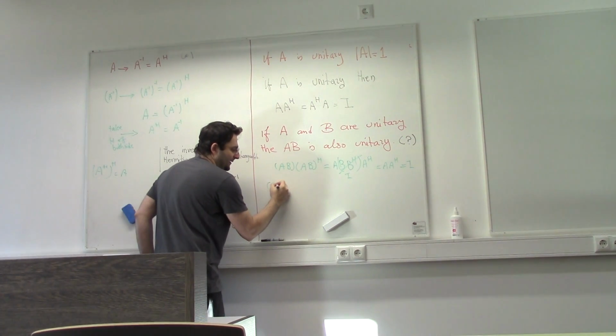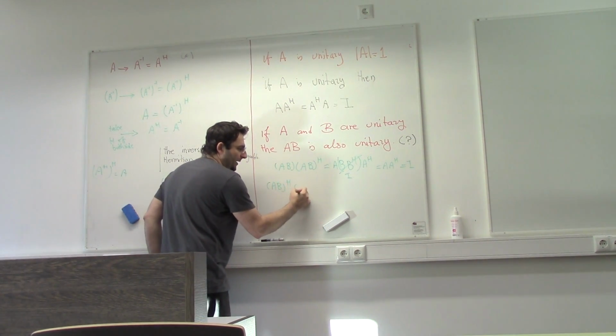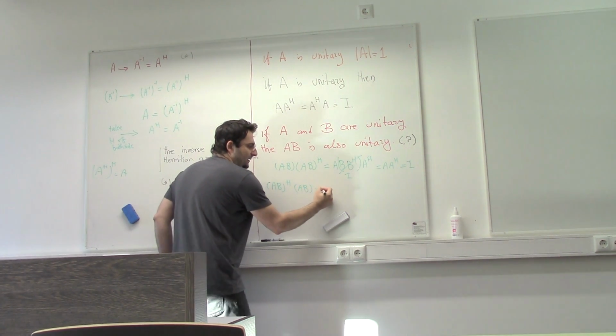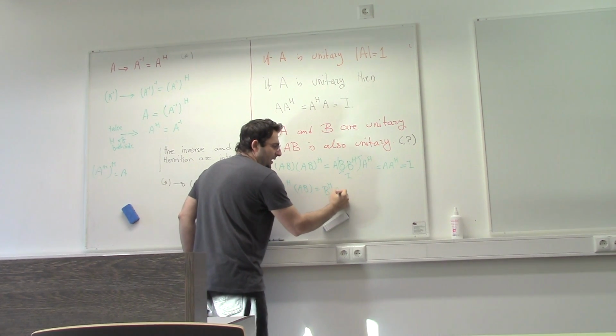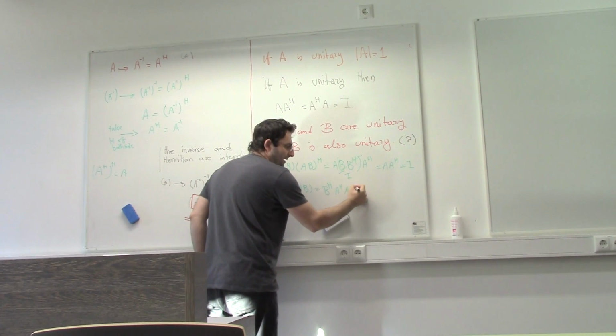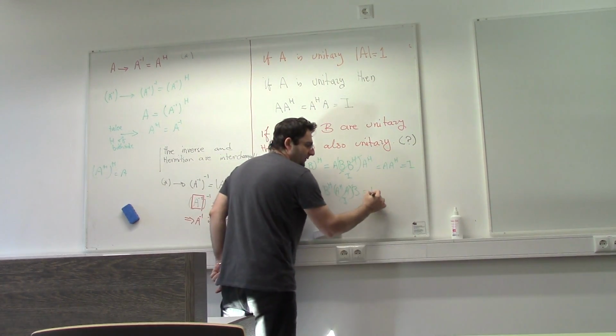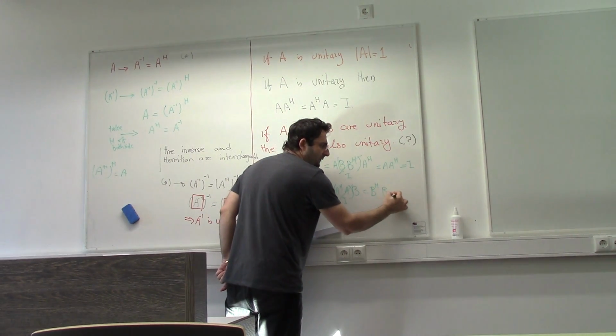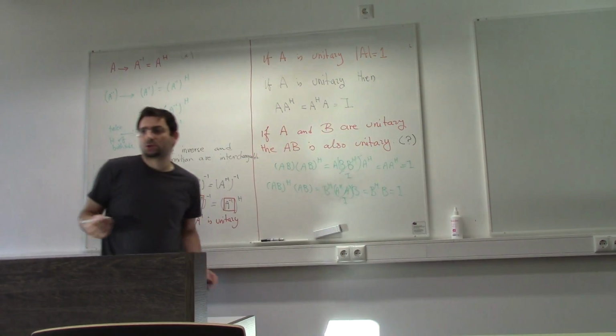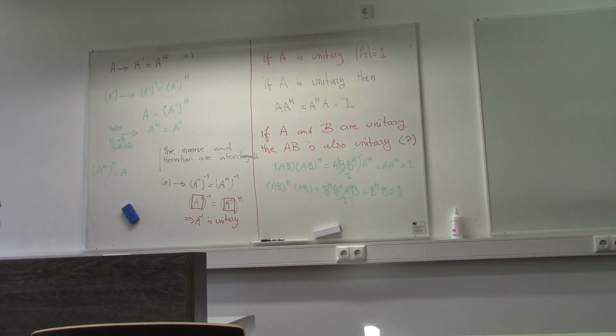From the left, (AB) Hermitian multiplied by AB is B Hermitian, A Hermitian, A, B. Again, A is unitary, so this is I. So we are left with B Hermitian B, which is equal to I. So the proof is complete.